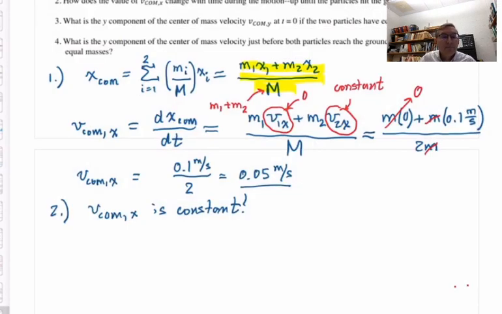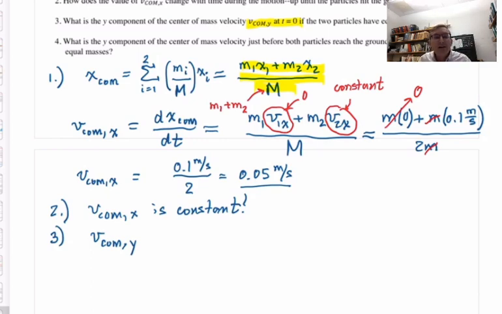Okay. All right. Now let's go on to question 3. I'll read it to you for the shooter dropper. What is the y component of the velocity of the center of mass, VCOMy, at t equals 0, if the particles have equal masses? So now we need to calculate VCOM y component. Now we've got to deal with components when we have vectors, right? Got to just be dealing with components.